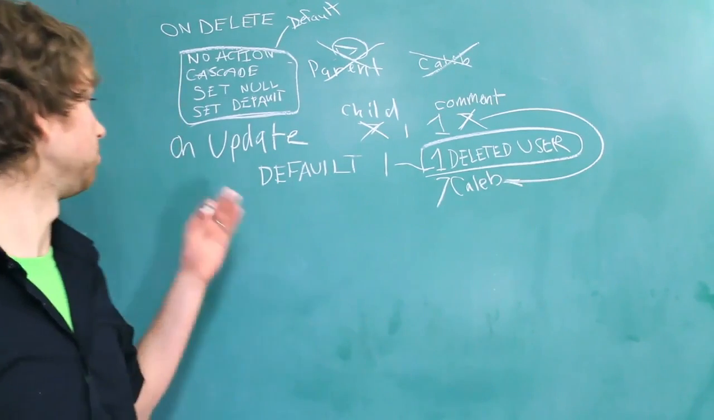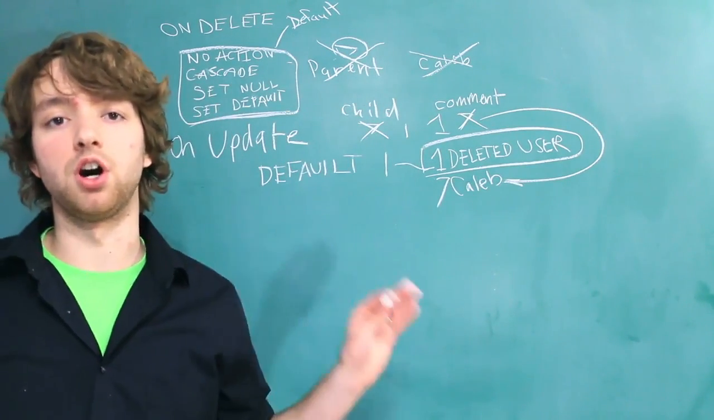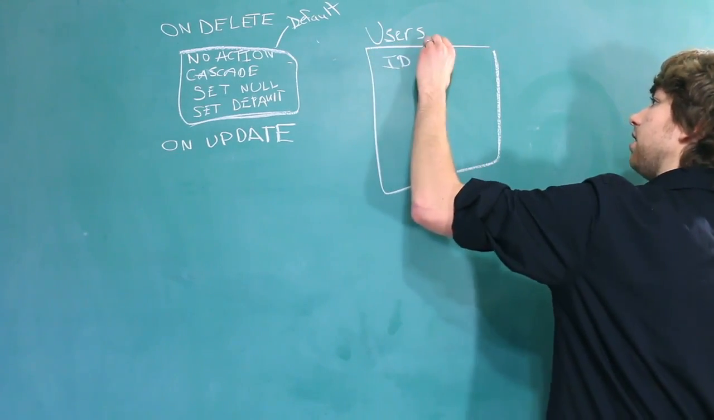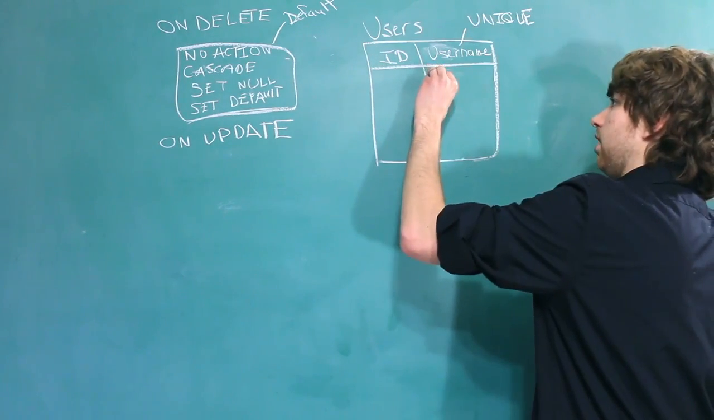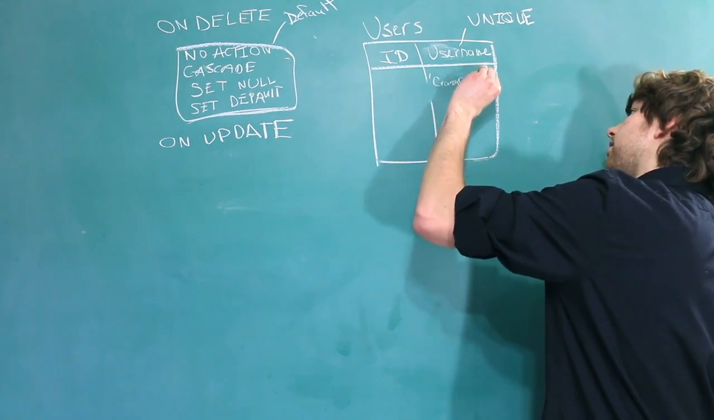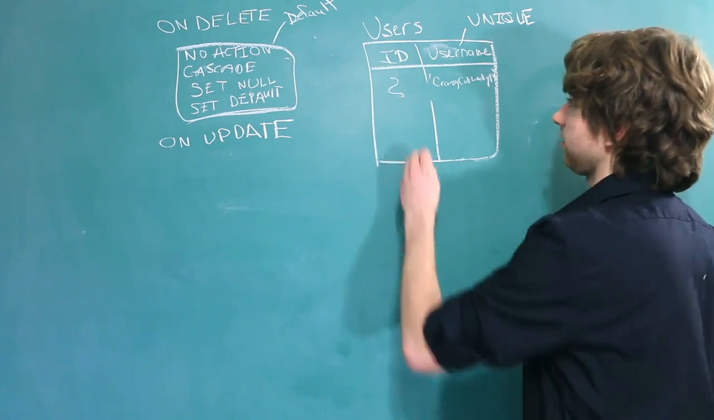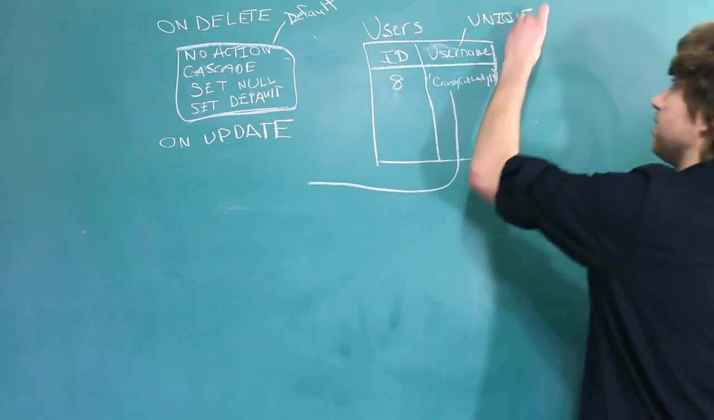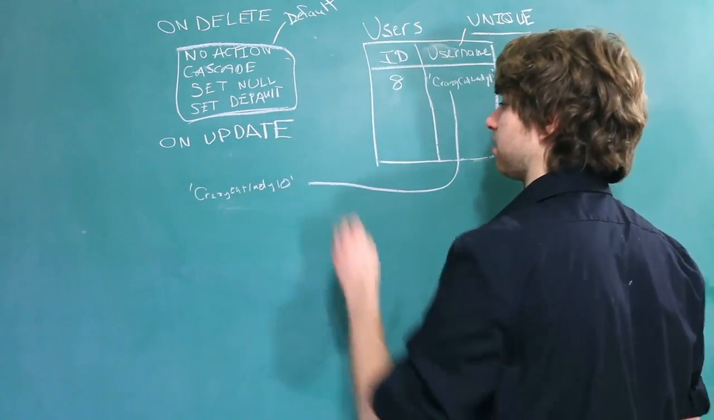So the only time you're going to need the on update is if you're referencing a unique column that is not a key. For example, you might have a users table with an ID and a username, and this username is unique. Now let's say we have a username of Crazy Cat Lady 10, and this lady has an ID of 8. And then let's say we reference this column, which we can do with the foreign key because it's labeled unique. Now instead of having an ID, we'll just have the username. Now the on update is going to make a lot more sense.